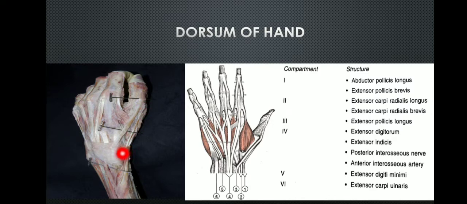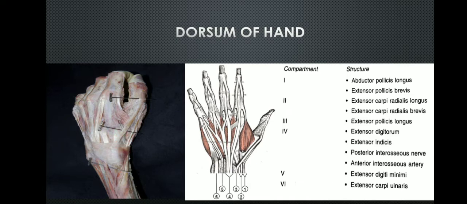Here also you could see the first compartment muscles, this is the abductor pollicis longus and this is the extensor pollicis brevis muscle. Here it lies somewhere around the lateral aspect. Now moving on to the second compartment, the extensor carpi radialis longus muscle and the extensor carpi radialis brevis muscle occupy the second compartment, and they lie somewhere around here.